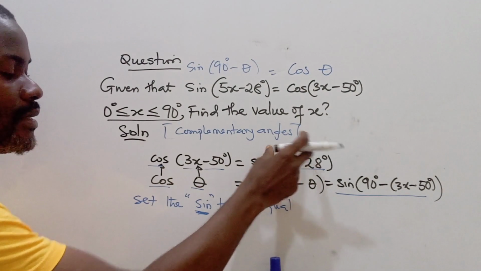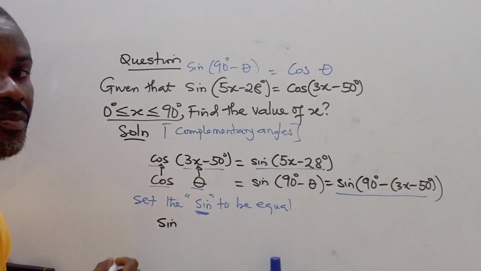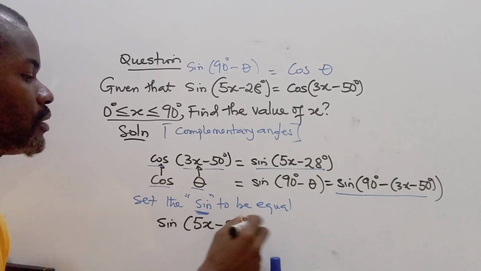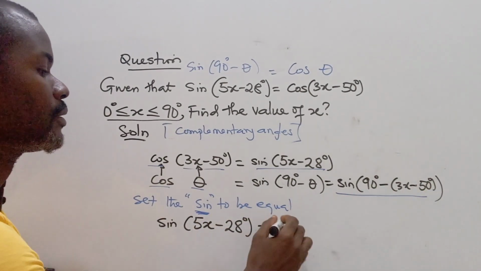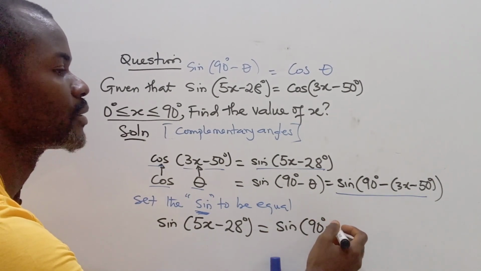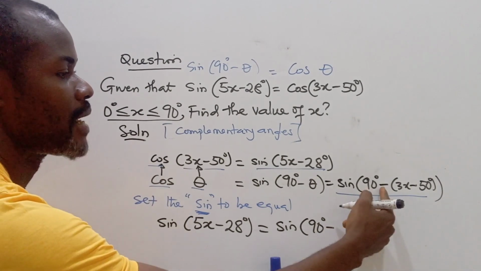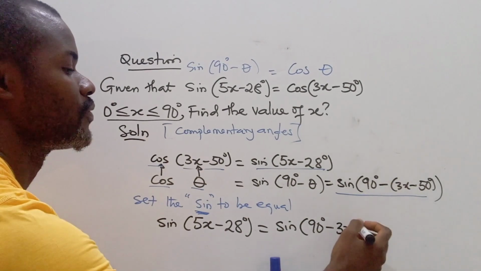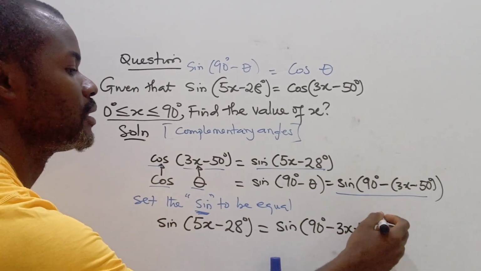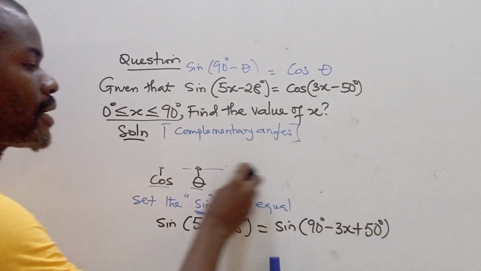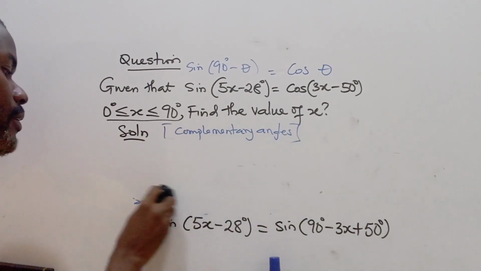That means I can say sine of 5x minus 28 degrees is equal to this part: sine of 90 degrees minus 3x. Minus times minus 50 will be plus 50 degrees. So having set them to be equal, we can now solve for x.